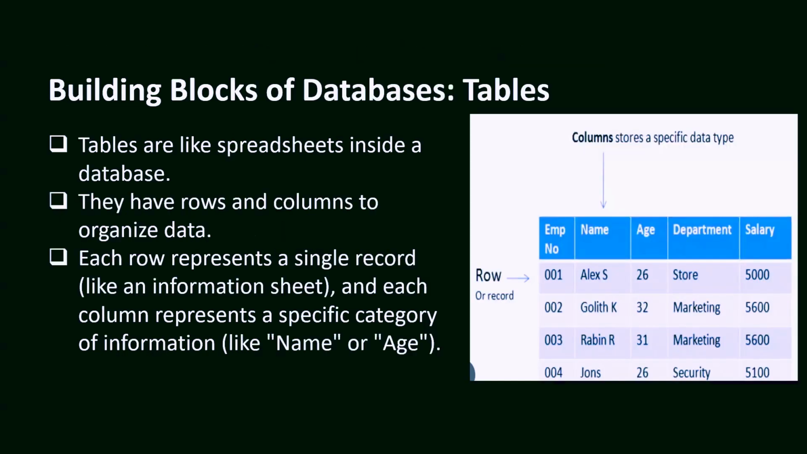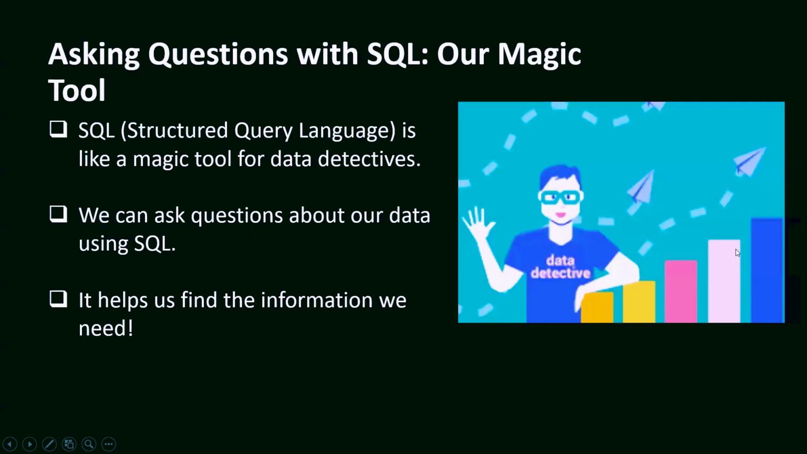As I said, tables are like a spreadsheet inside the database. You will have columns and rows. We are just talking about the tables here, which we have already covered in the previous slide. And here we have just taken an example of an employees table having employee name, number, age, department, and salary. This is a repeated slide. I just have to remove it.